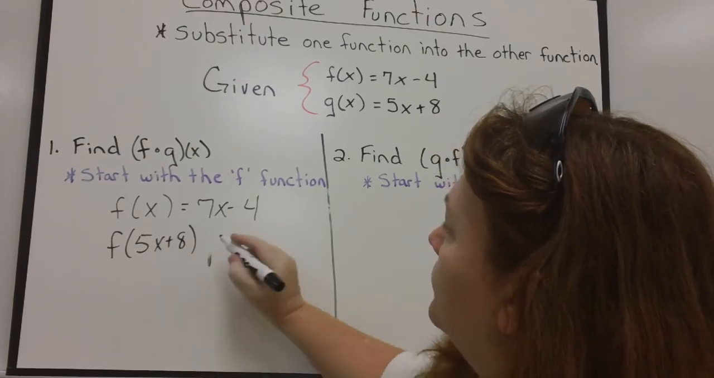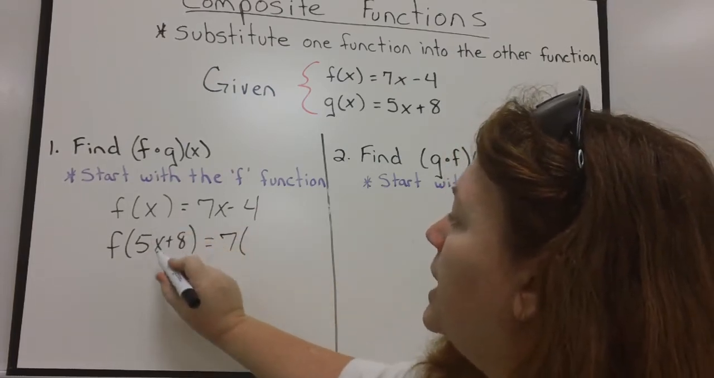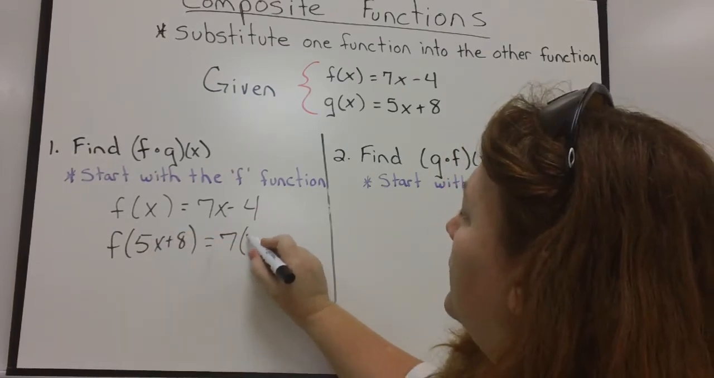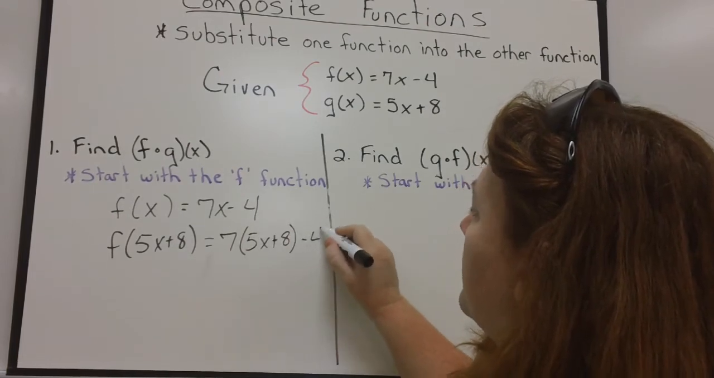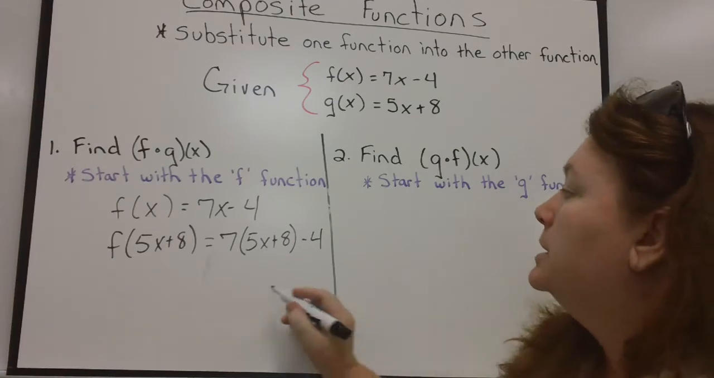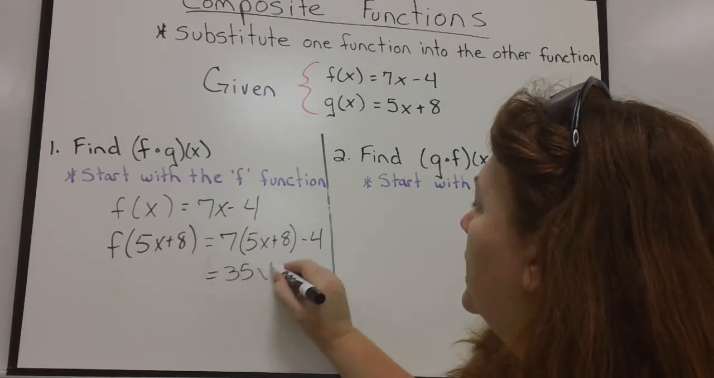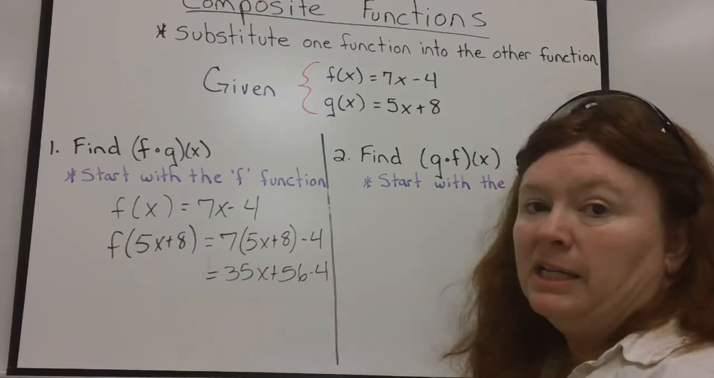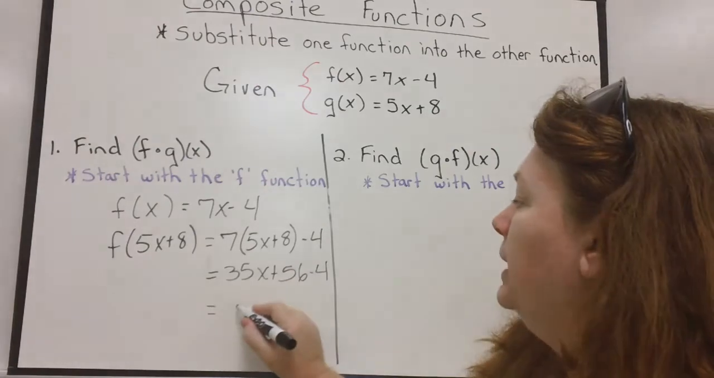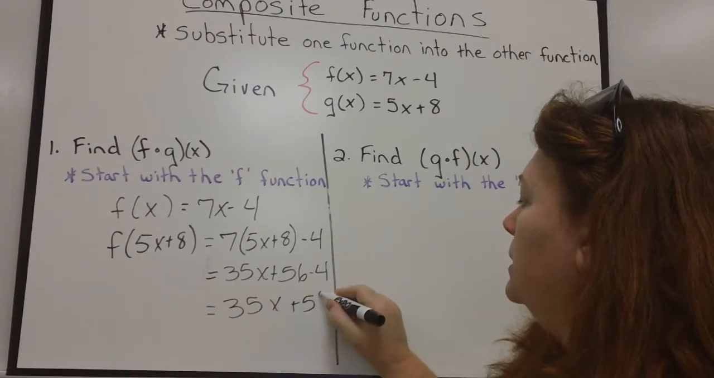Equals 7 times. I'm going to take out the x and put in a 5x plus 8. And then don't forget that minus 4 on the end. Distribute your 7, and you have 35x plus 56 minus 4. My final answer is 35x plus 52.